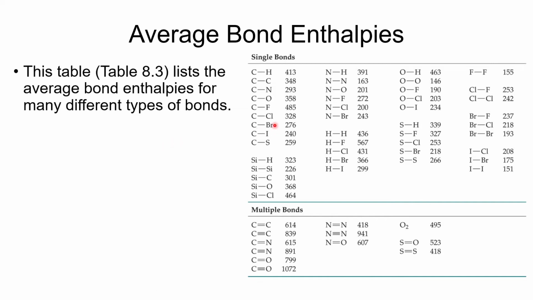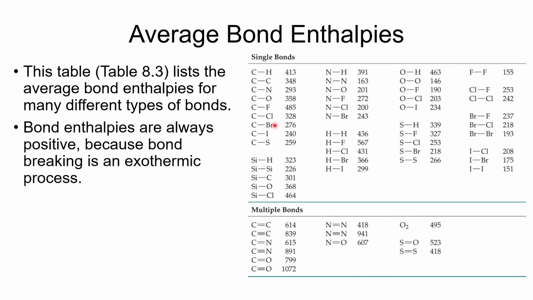All right. You'll see that it is the average bond enthalpies. We'll find that the bond enthalpies are always positive values because this is the amount of energy required to break the bond. And bond breaking is not exothermic, it's endothermic.